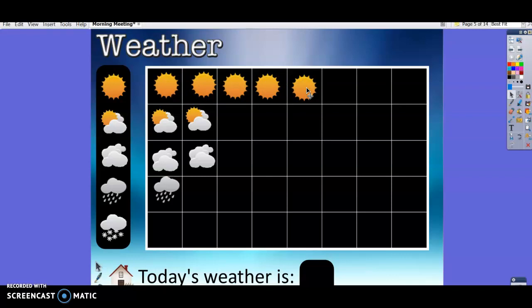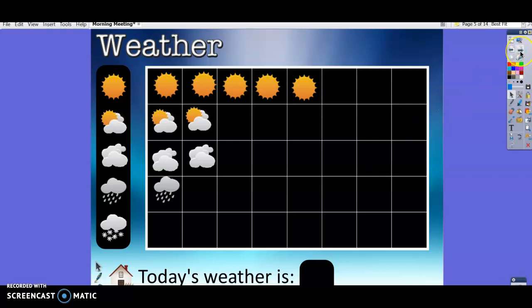And then when we look at our weather, we're going to take a look at what we've had the most of so far. So if I look, I see that we've had 1, 2, 3, 4, 5 sunny days. So I think we've had the most sunny. Can you tell what we've had the fewest of? What have we had the fewest of so far? And if you're looking down here at snowy, you're right. We've had the fewest snowy. We've had 0 snowy days.